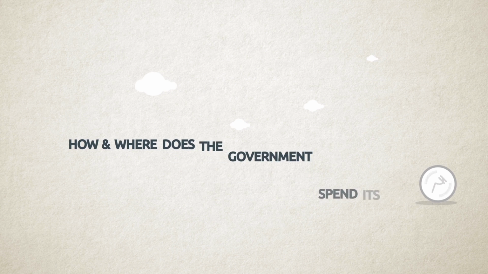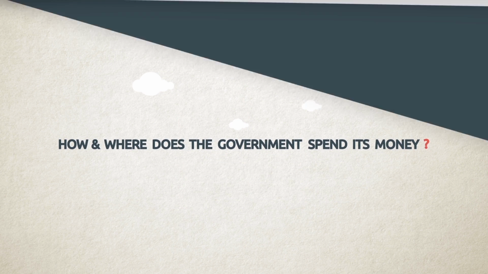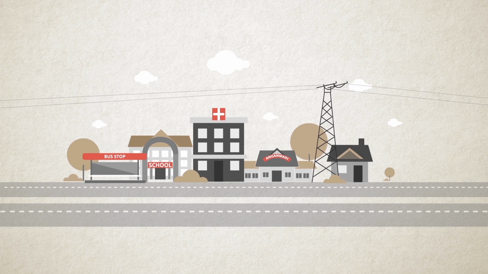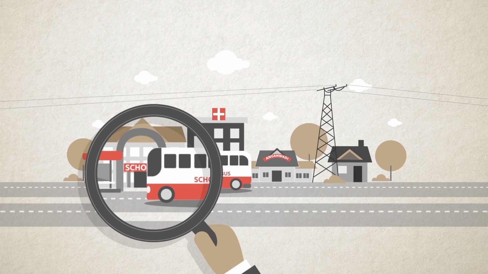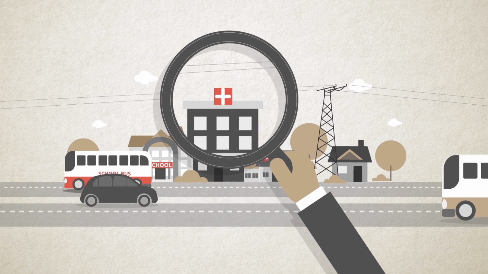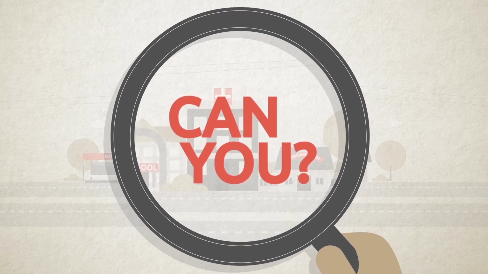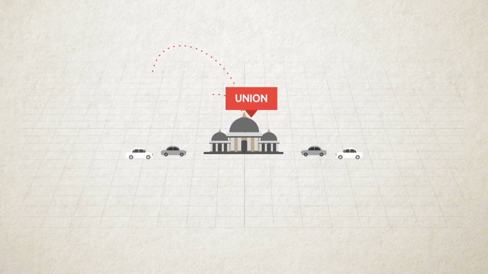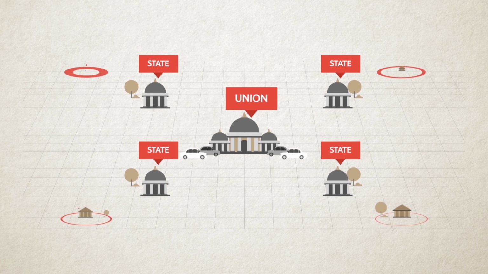How and where does the government spend its money? The government collects taxes and it spends these to provide us services. And as a taxpayer, you should be able to track how each rupee paid as tax is spent. But can you? The government functions at three levels: the union, the state, and the local level.